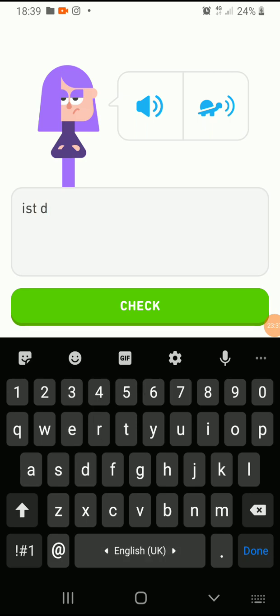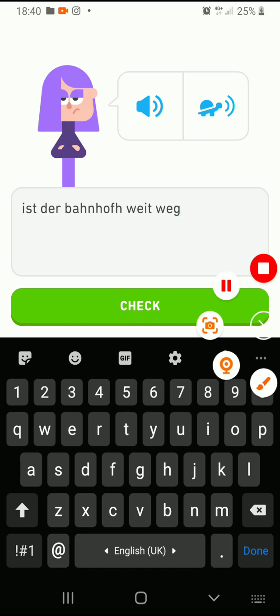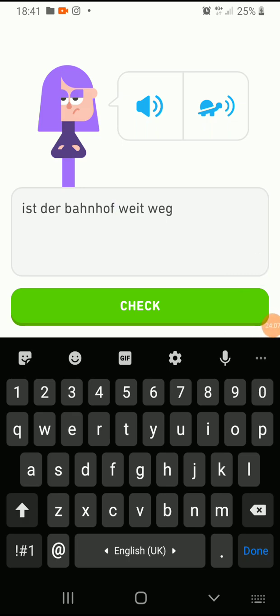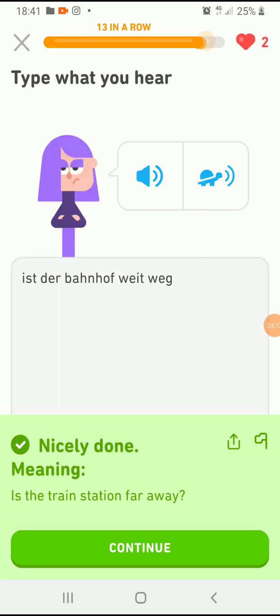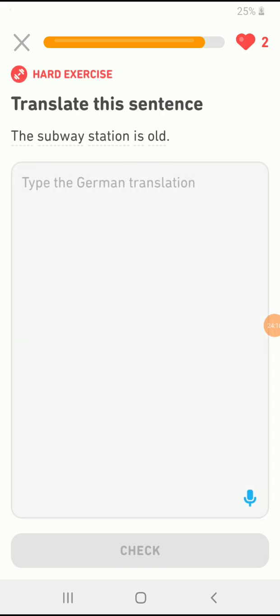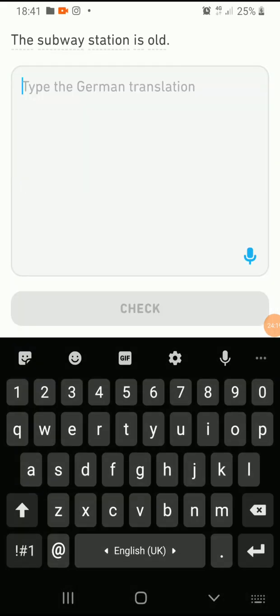Ist der Bahnhof weit weg? Weit weg. I have a doubt about Bahnhof. I'm just gonna pause. Okay guys, so I checked, it's just Bahnhof without the H. Ist der Bahnhof weit weg? Weit weg. And the subway station, it's the U-Bahnhof, yeah?